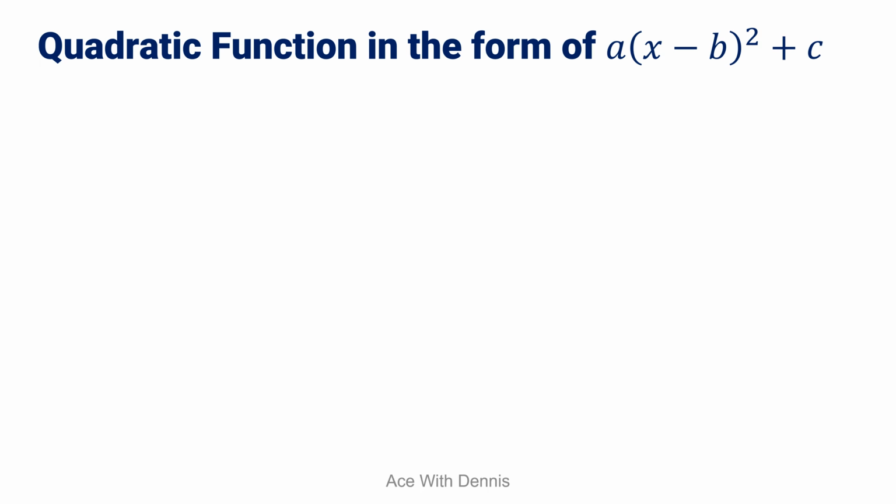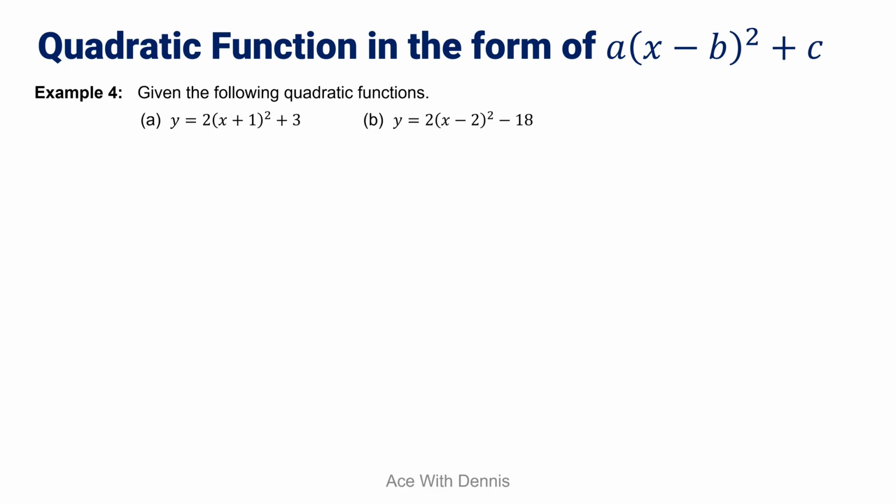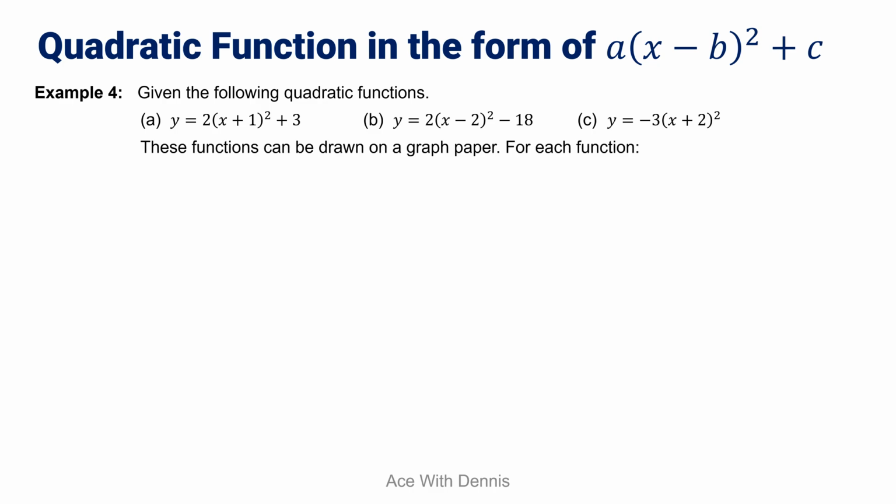Now we will learn how to sketch the quadratic function in the form a bracket x minus b square plus c. Example 4. Given the following quadratic functions: a, y equals 2 bracket x plus 1 square plus 3. b, y equals 2 bracket x minus 2 square minus 18. And c, y equals negative 3 bracket x plus 2 square. These functions can be drawn on graph paper.